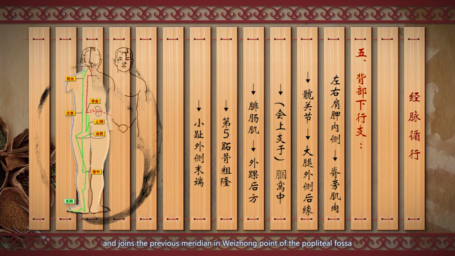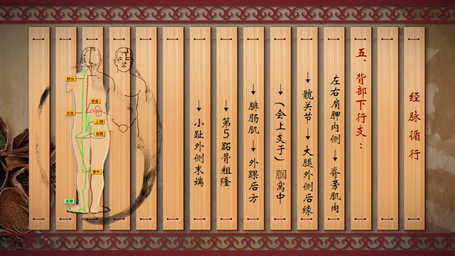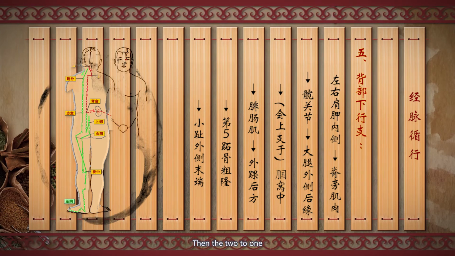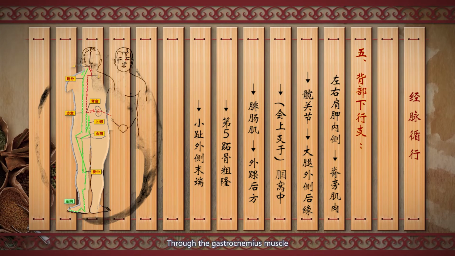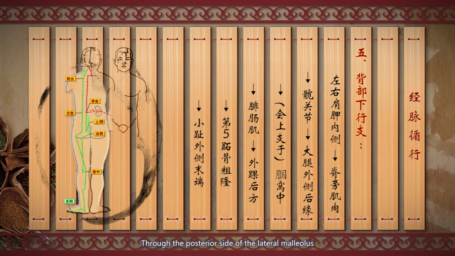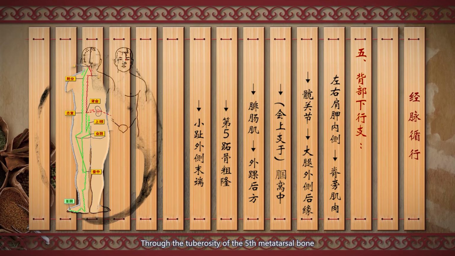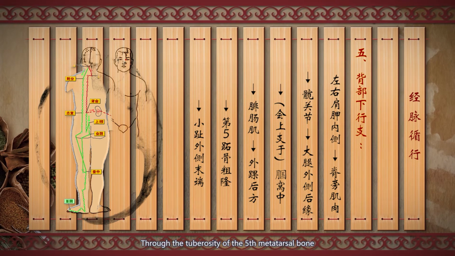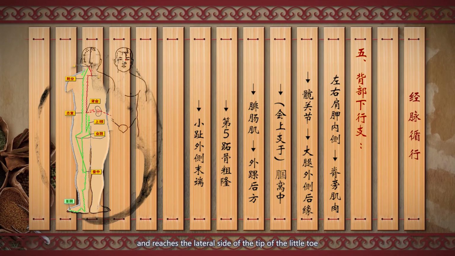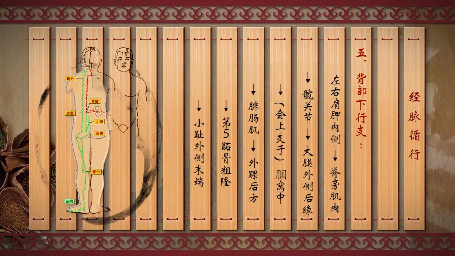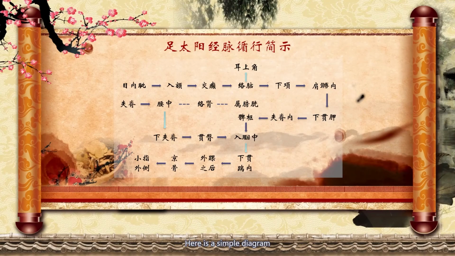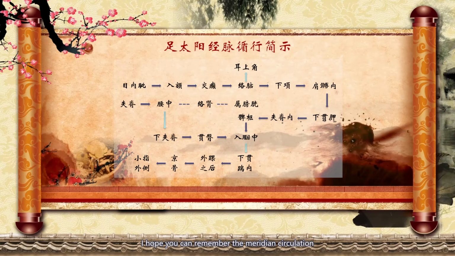meridian at the Weizhong point of the popliteal fossa, then goes through the gastrocnemius muscle, through the posterior side of the lateral malleolus, through the tuberosity of the fifth metatarsal bone, and reaches the lateral side of the tip of the little toe. This is the meridian, a total of 5 branches. Here is a simple diagram. I hope you can remember the meridian's circulation.